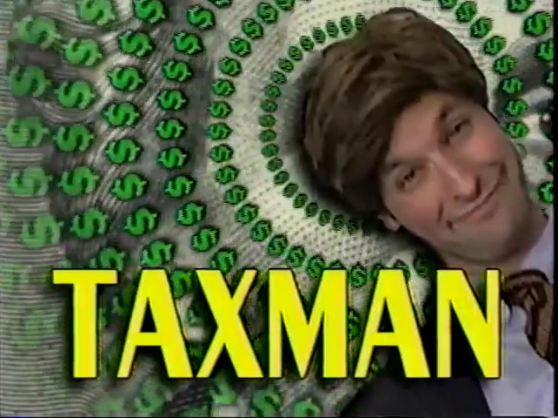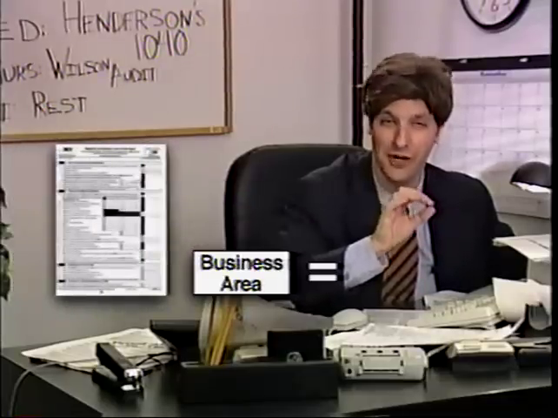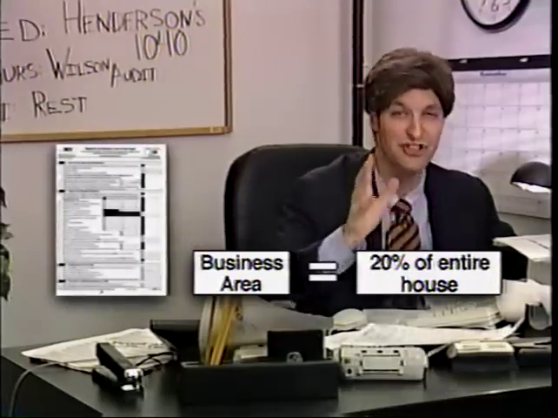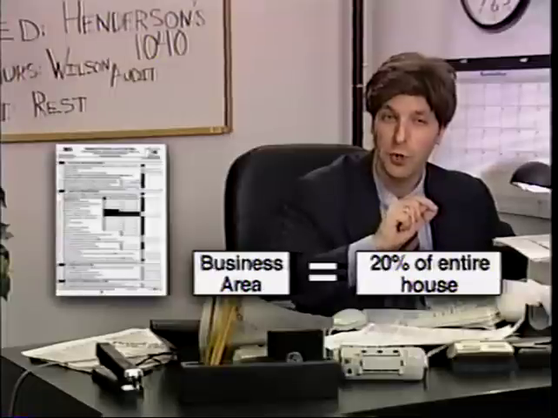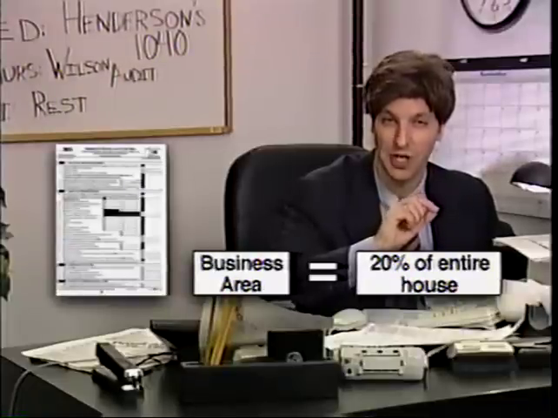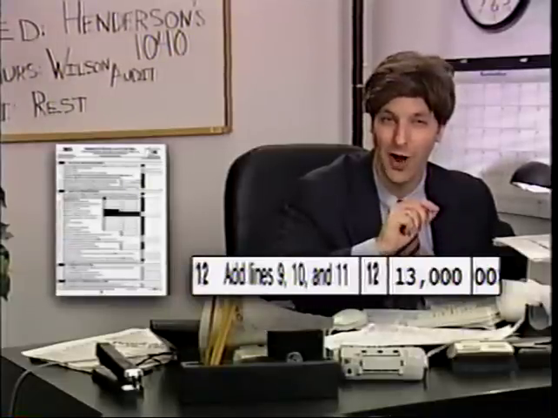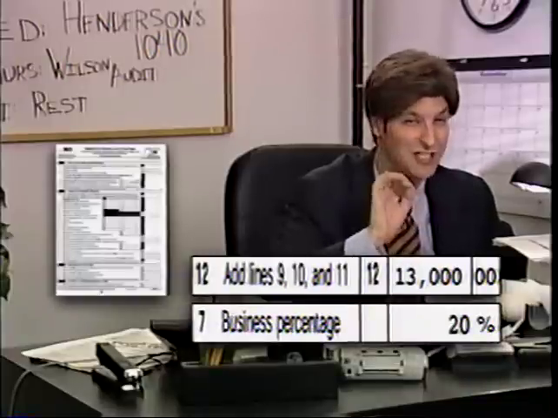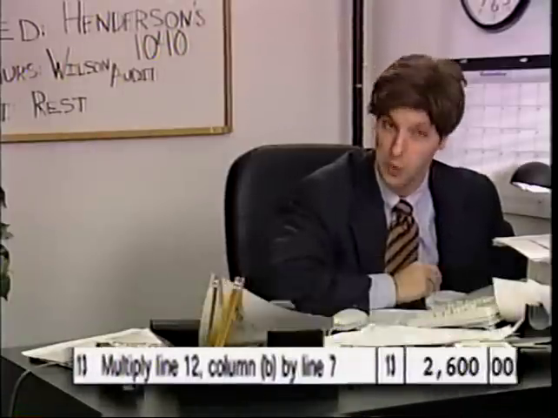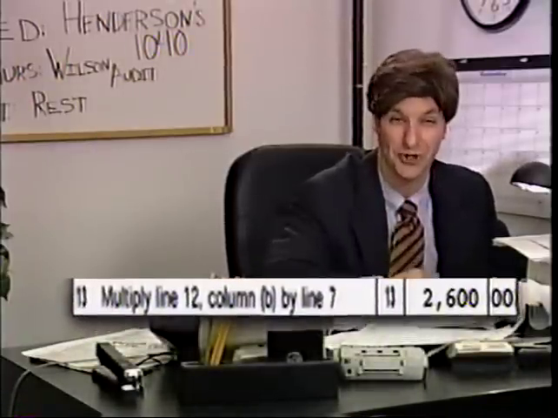Line 11, real estate taxes, is an indirect expense of $3,000. To find line 12, we add lines 9 through 11 for $13,000. Keep in mind, the business area of the house is 20% of its entire area. To find the proportionate amount of indirect expenses, we multiply the amount on line 12 by the 20% in line 7 and enter the result, $2,600 in line 13.